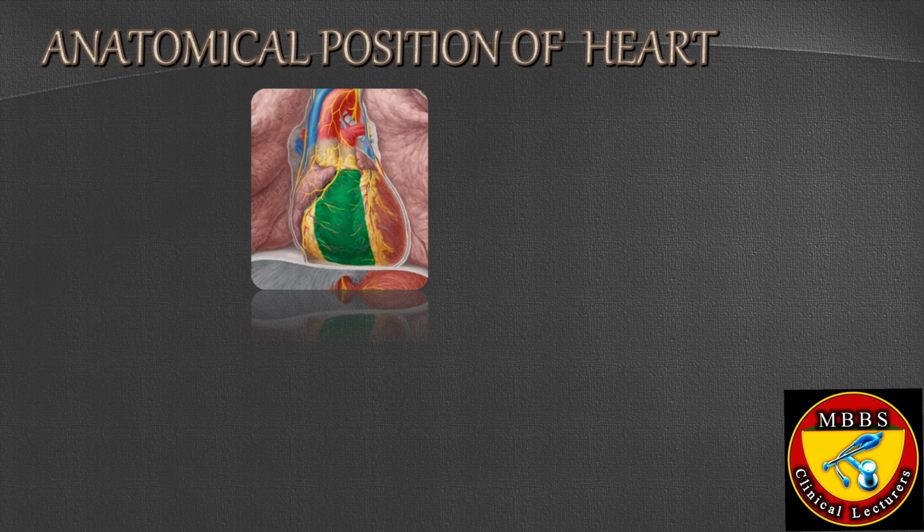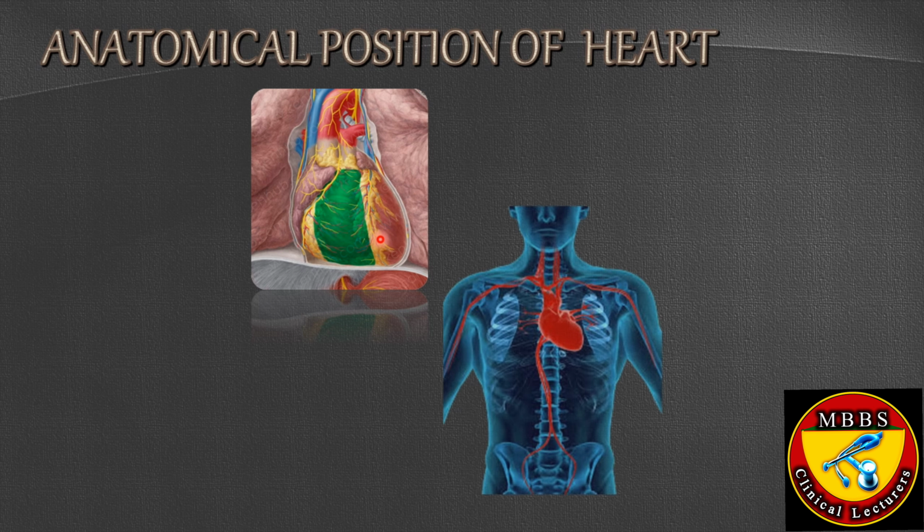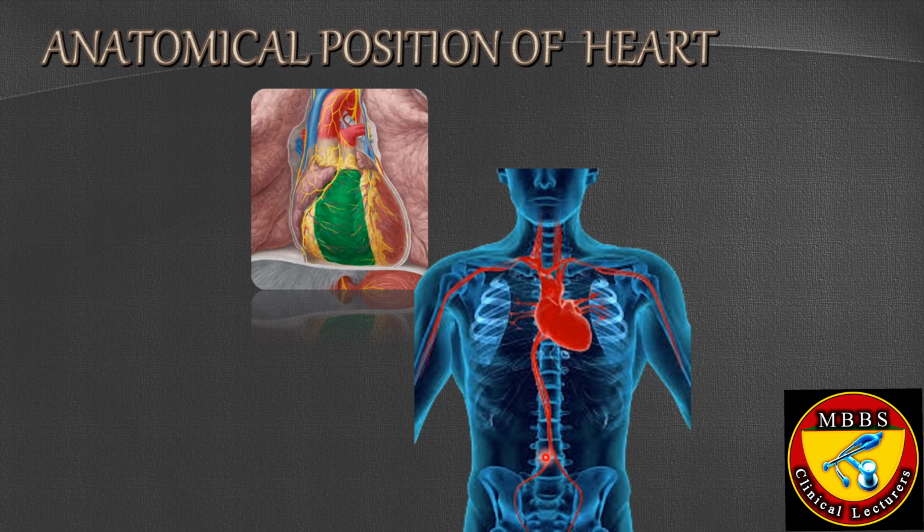Anatomical position of the heart. As you can see, it is situated in between the two lungs within the thoracic cavity, in the middle mediastinum, and rests on the diaphragm. This is the position of the heart within the human body, and this is how it lies obliquely, slightly towards the left side. It is situated within the middle mediastinum in between the two lungs.